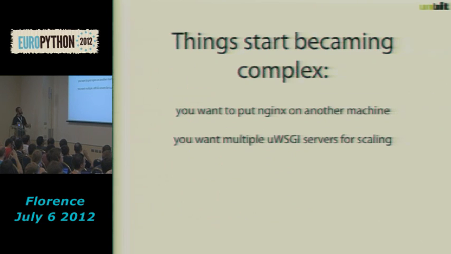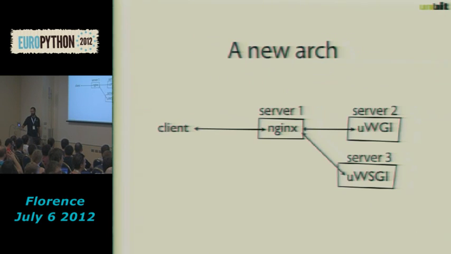Now, we want to go further. We want to put nginx on another machine, and we want multiple uWSGI servers for scaling. One app can have 12 uWSGI servers responding to its requests. Another customer that doesn't want to pay you too much will have just one instance, and so on.